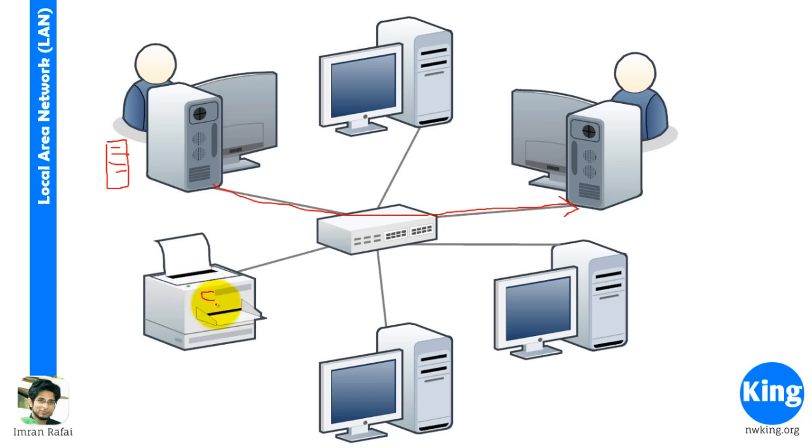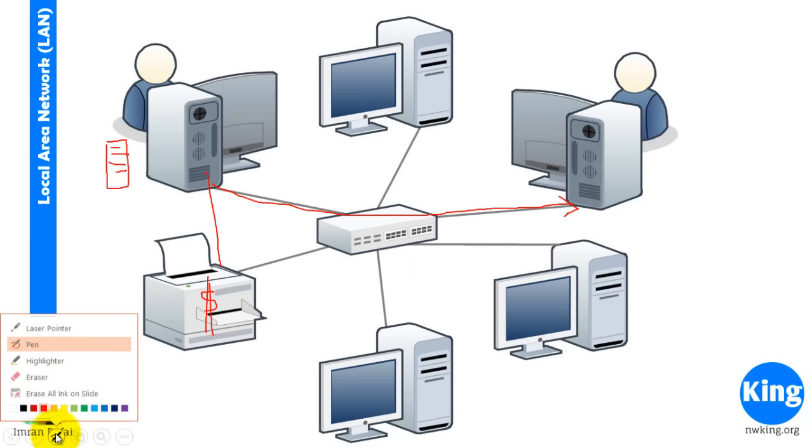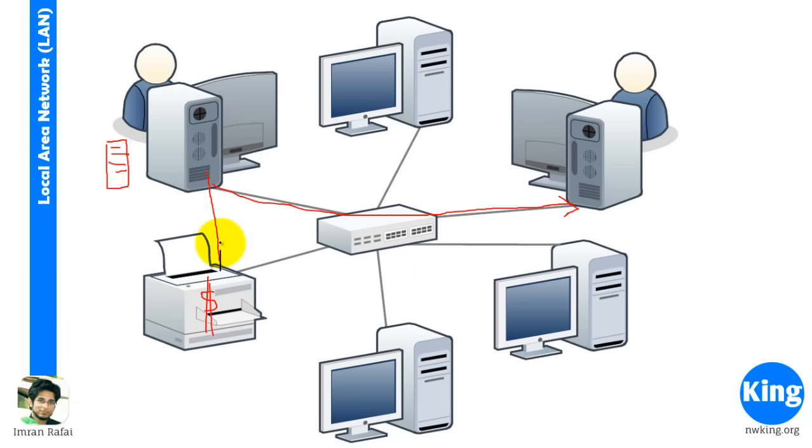Another critical reason why people use networking is because of devices like this. Let's assume that this was a very expensive printer or scanner that the company invested in. If networking was not available, the way this device would be connected is to this. Let me just change the color, let's use black. It would have had to be connected directly to the computer.